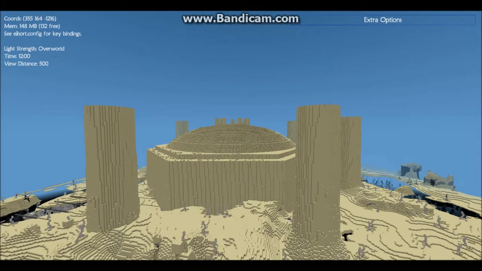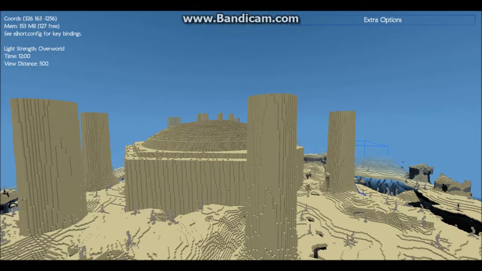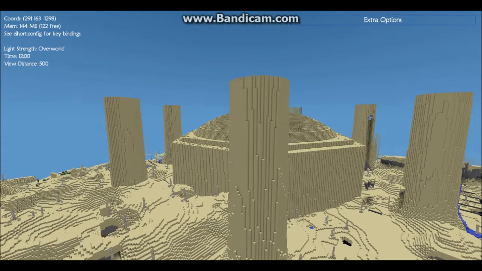I would molest those pillars, but I'm not a rapist. I promise. Fingers crossed.